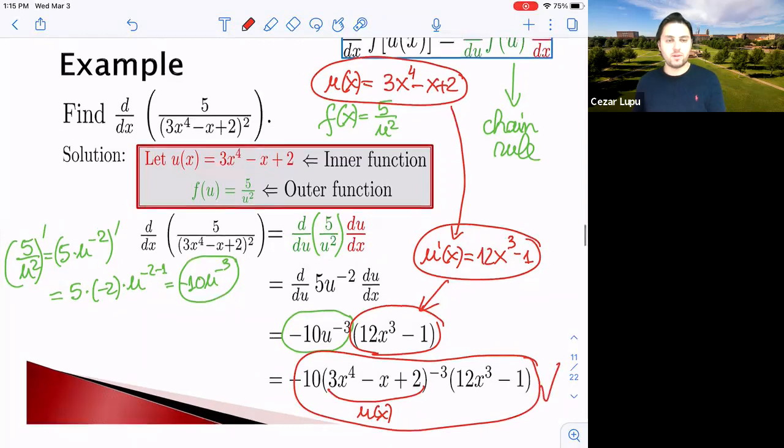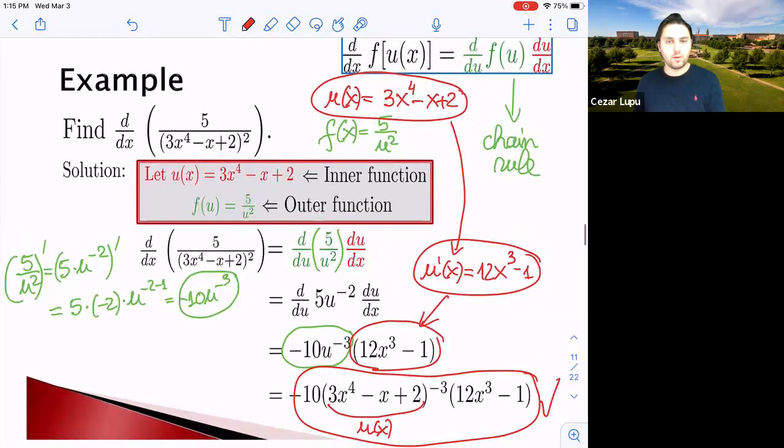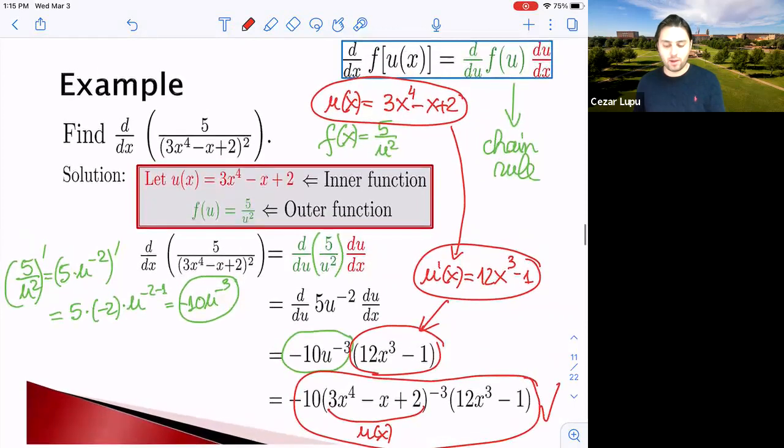That was it. It's just a straightforward application of the chain rule, but the only thing you need to look at carefully was to identify which one is the inner function and which one is the outer function. Does this make sense? Is everything clear? Just look at it a bit, because another example will follow in a similar fashion.